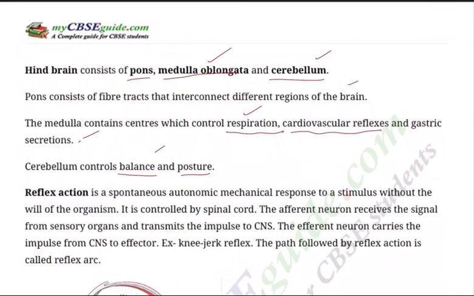In our next session we will talk about reflex action, where there is no involvement of the brain. Until then, draw the diagram and label it.